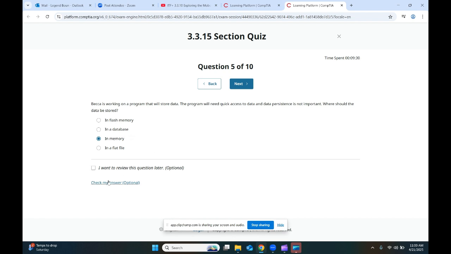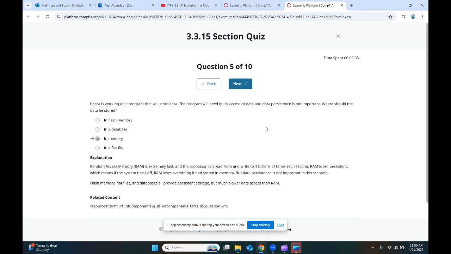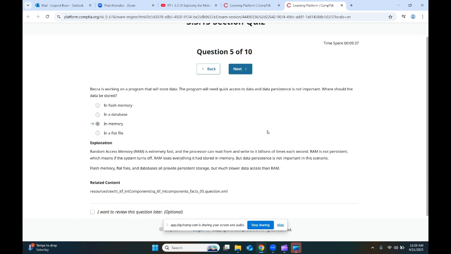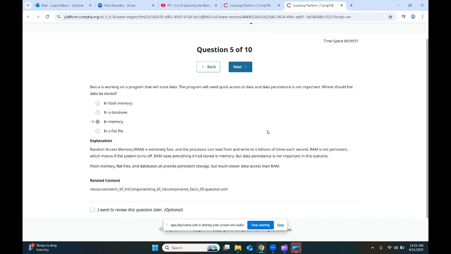I'm going to go ahead and check my answer though. It says in memory. It should be correct. Yes. RAM is much faster than a hard drive. A database is just a server with a bunch of hard drives. Flash memory is a little bit different. That's more like flash memory would be on like an MP3 player.